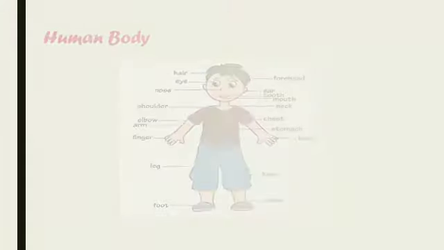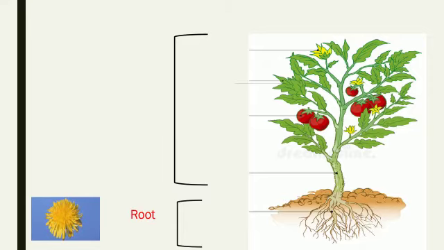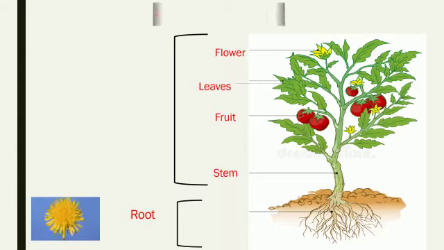In the same way, now look carefully at a flowering plant. Can you name some body parts of a plant? So, root, stem, fruit, leaves, flower are the important parts of a plant. In this lesson, you will be learning the work or function of the different parts of a plant.